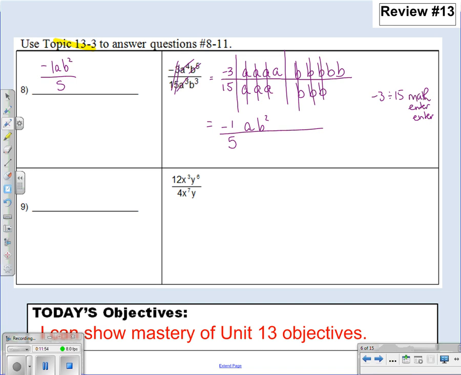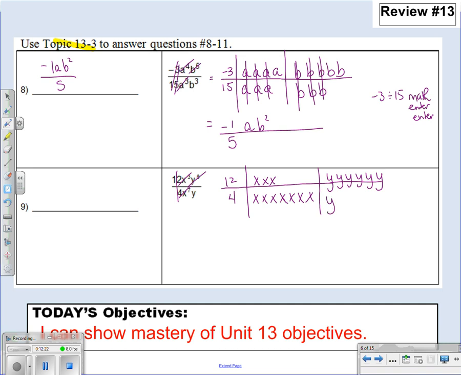Number 9, we do the same way. Separate our numbers of 12 and 4. Then our x's, we have 3 x's on top, 7 x's on bottom. Followed by 6 y's on top and 1 y on the bottom.